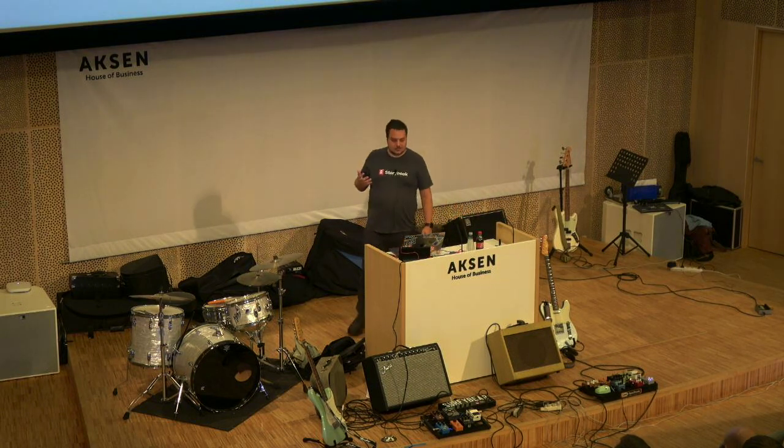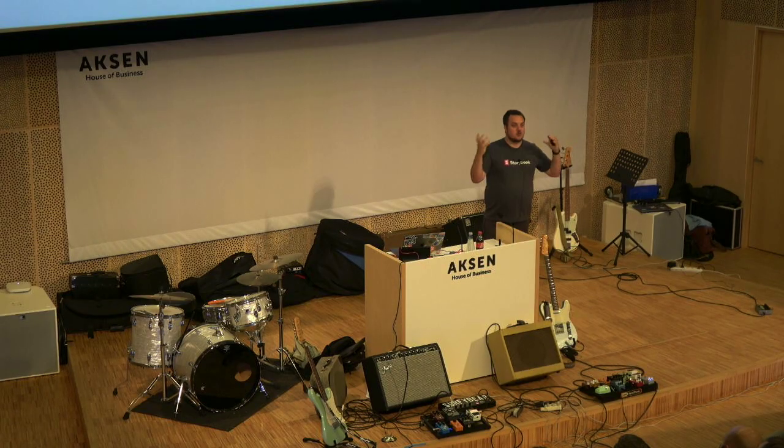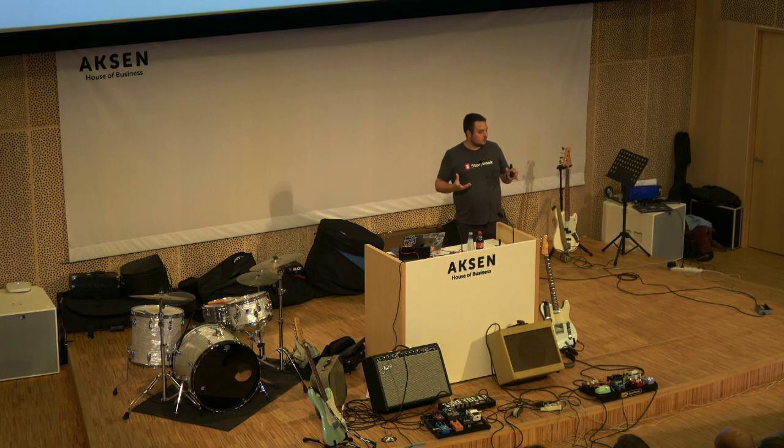The first one is the Diataxis framework, written by this beautiful man, Daniel Procida. I believe he's CTO of Django now or something. It's mostly a framework for building technical documentation, not specifically UI docs, but just something technical. And it's a system that allows you to look at your documentation and see, okay, which areas do we need to improve on? Which parts do we have? Which kind of users do we support?